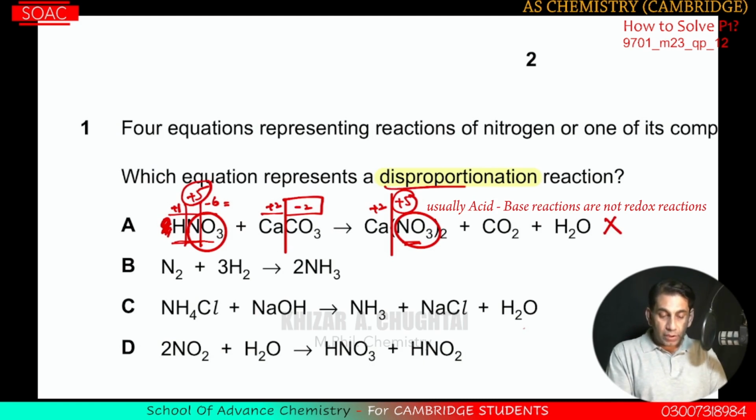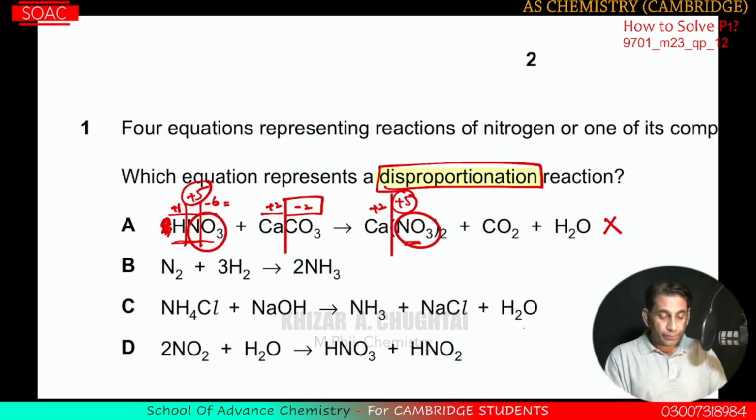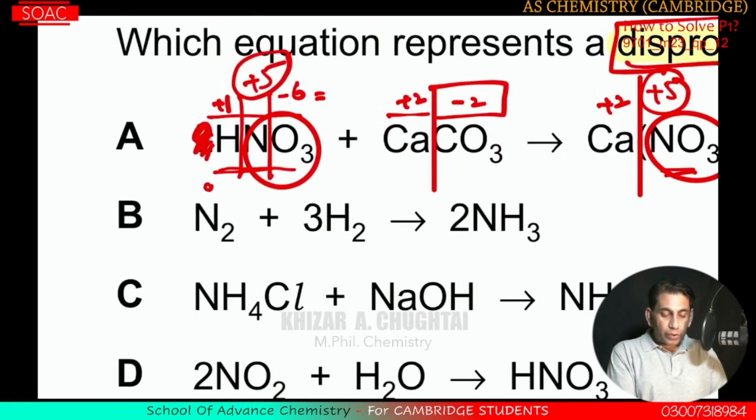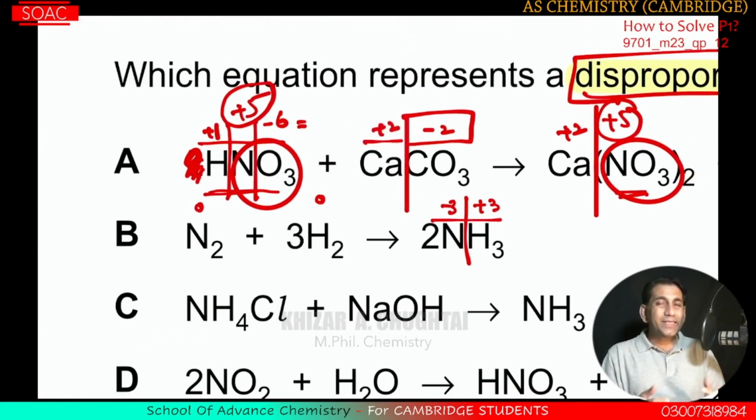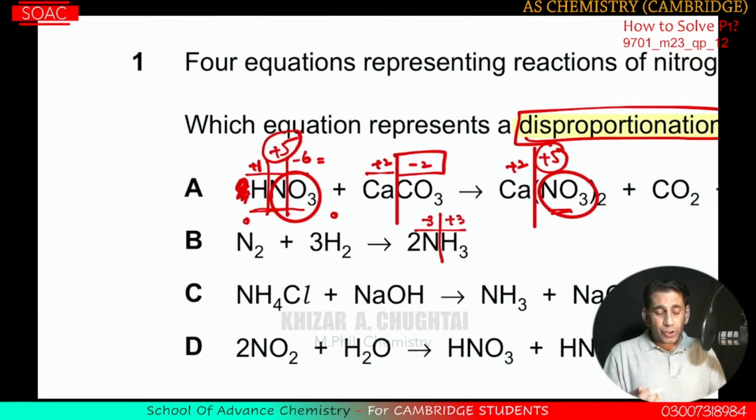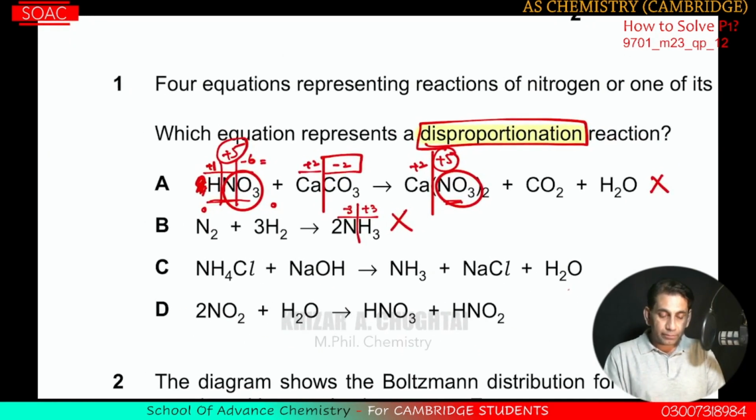As I have told you, disproportionation reactions are special redox reactions. Come toward this one. Nitrogen has 0 and hydrogen also has 0 oxidation state. In the product, nitrogen has -3 and hydrogen has +3. So yes, this is a redox reaction, but it is not a special redox reaction in which the same species is going to reduce and oxidize. So B is also an incorrect option.